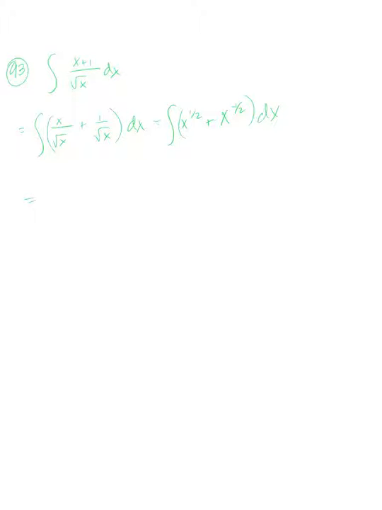So then I take the antiderivatives term by term. Add 1 to the exponent. 1/2 plus 2/2 is 3/2. And then divide by the new exponent, or multiply by its reciprocal. Okay, add 1 to my exponent. Negative 1/2 plus 2/2 is 1/2. Divide by the new exponent, or multiply by its reciprocal.